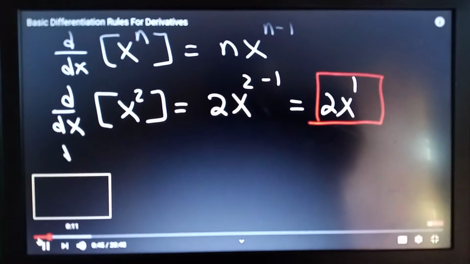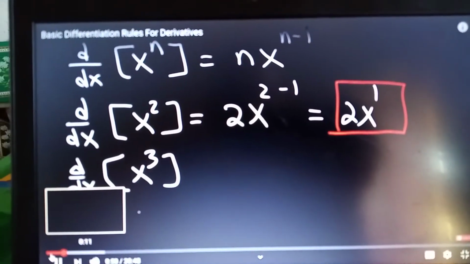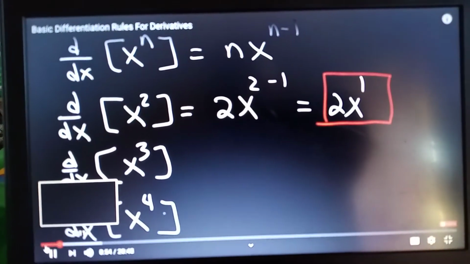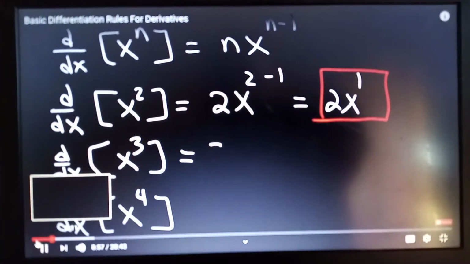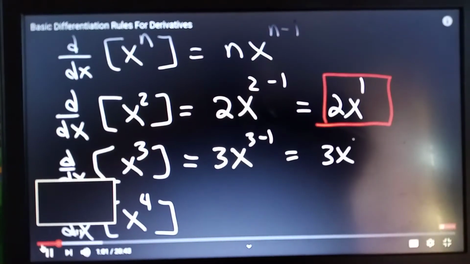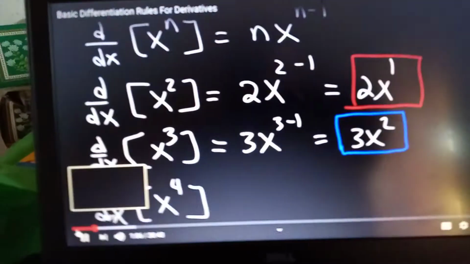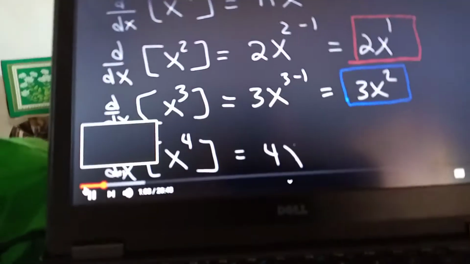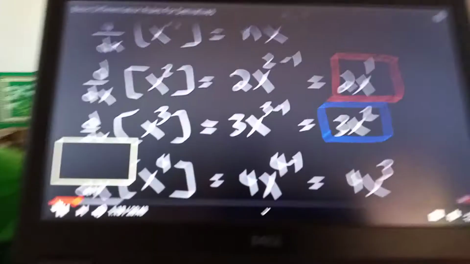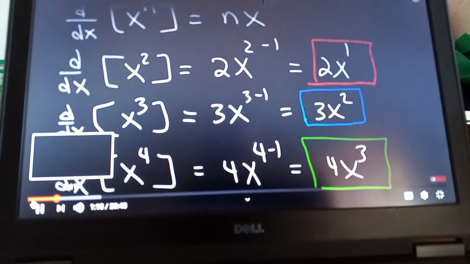Based on that, try these two. Determine the derivative of x cubed and x raised to the 4th power. So in this case, n is 3. So it's going to be 3x to the 3 minus 1, or 3x squared. Now for the next example, n is 4. So it's going to be 4x raised to the 4 minus 1, or 4x cubed. And so that's how you could use the power rule to find the derivative of a function.